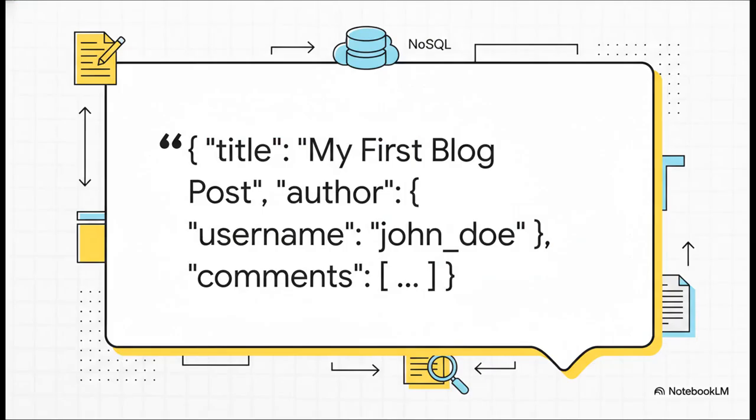Now, check this out. The NoSQL way, especially with what's called a document database, is a totally different way of thinking. Here, we can just stuff all the information for a single blog post into one single document. The author's info is nested inside, and all the comments are right there in a neat little list. If your app is mostly just showing blog posts, this can be blazing fast because everything you need is in one place. No joins required.